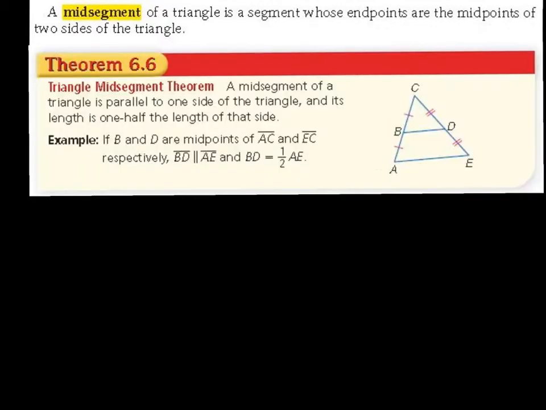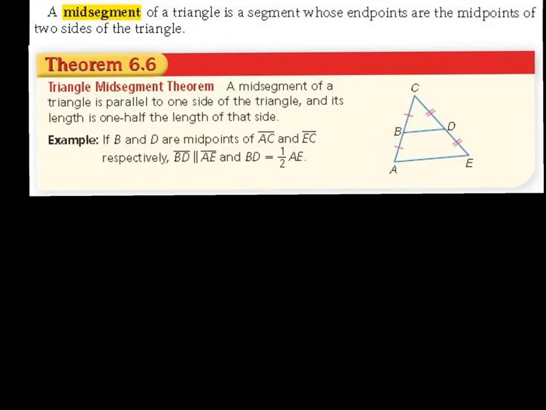A midsegment of a triangle is a segment whose endpoints are the midpoints of two sides of the triangle. Sounds kind of similar to midpoint. Theorem 6.6 is the triangle midsegment theorem. A midsegment of a triangle is parallel to one side of the triangle, and its length is 1/2 the length of that side.